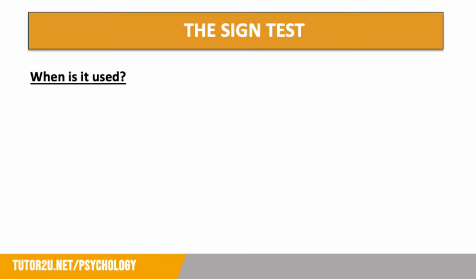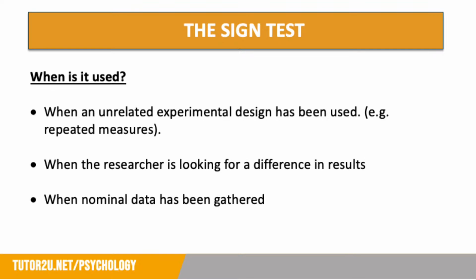Excellent. Right, we're coming in now. Okay, so we've got the general idea there. Well done. So we'll just run through the 3 reasons we'd use a sign test. So we've got an unrelated experimental design.